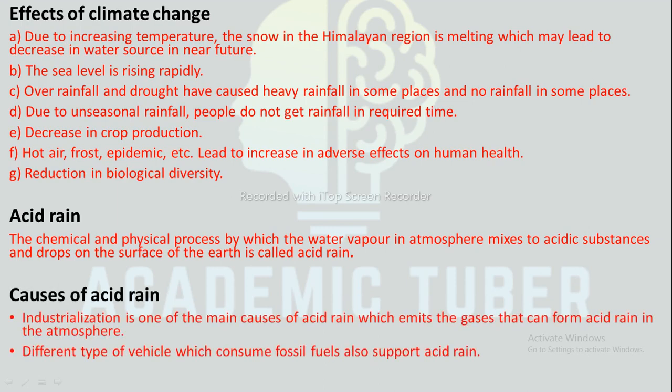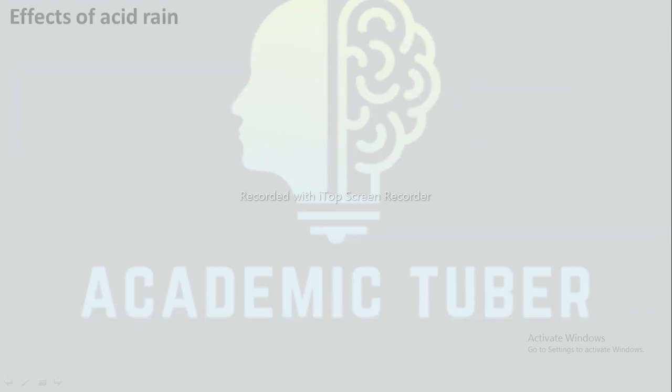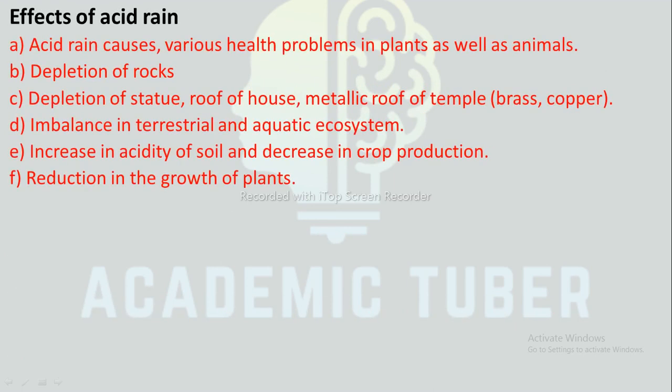The main causes of acid rain: industrialization is one of the main causes of acid rain, which means the gases that can form acid rain in the atmosphere. Different types of vehicles which consume fossil fuel also support the acid rain. Effects of acid rain. Acid rain causes various health problems in plants as well as animals.